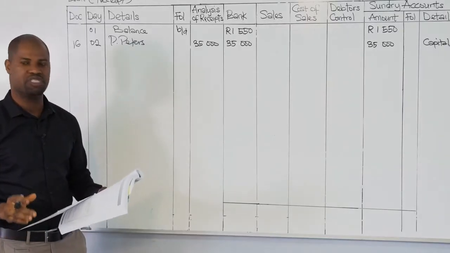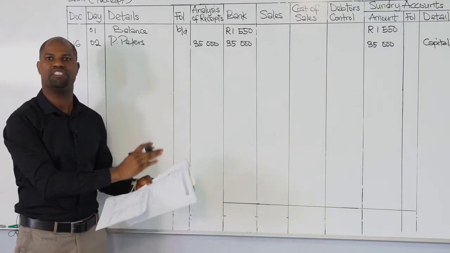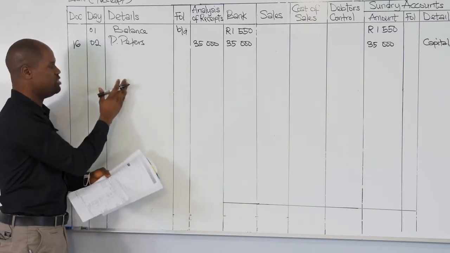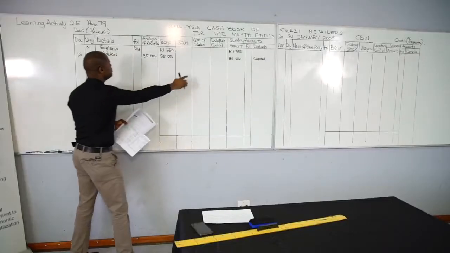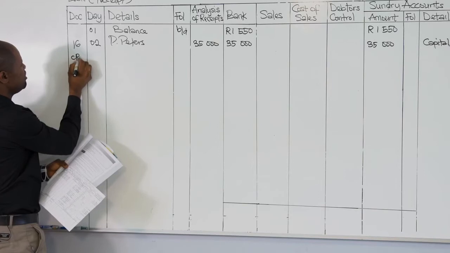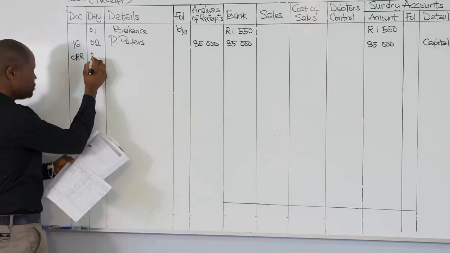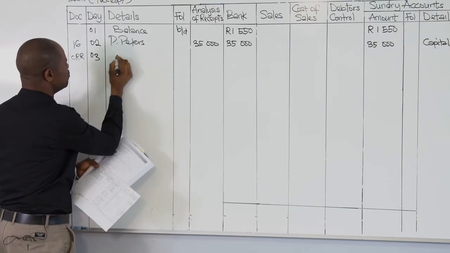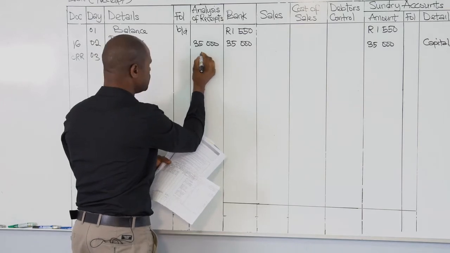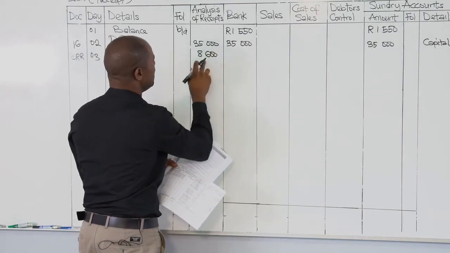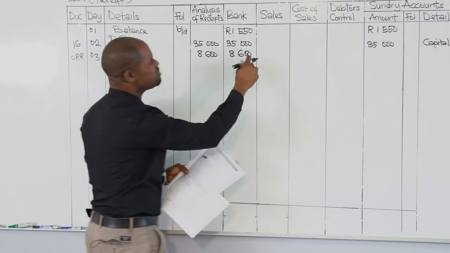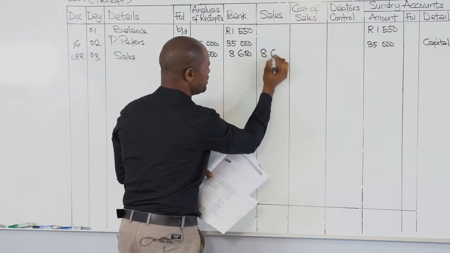Then we are told on the 3rd, cash sales of merchandise according to the cash register roll, amounting to 8,600. This is a cash sale. This is a receipt, so you put it on the debit side. And while putting this on the debit side, we need to calculate our cost of sales. We're told it's a cash register roll, so just put CRR. The date is on the 3rd. And it is a sale, so you put in sales on your details. Then on the bank, you put in the amount, which is 8,600. On the analysis of receipts, it goes into the bank also. Because it's a sale, it is the same thing.